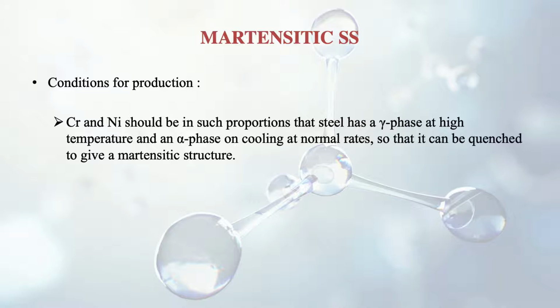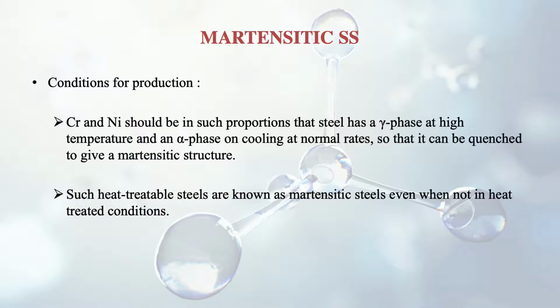The last classification is the martensitic SS, and the conditions for production are as such: chromium and nickel should be in such proportions that the steel has a gamma phase at high temperature. That means the chromium and nickel proportion should be such that only austenite is there at high temperature, and an alpha phase on cooling at normal rate. So when we cool this austenite, it should go into the ferritic type, that is alpha phase, on cooling. That is the condition. And why is it needed? So that it can be quenched to give a martensitic structure.